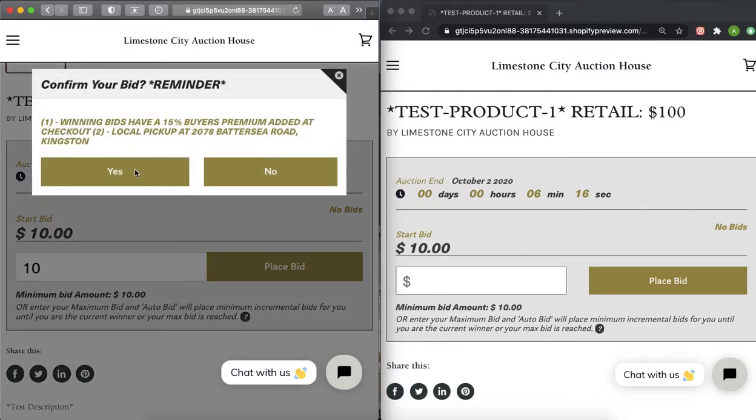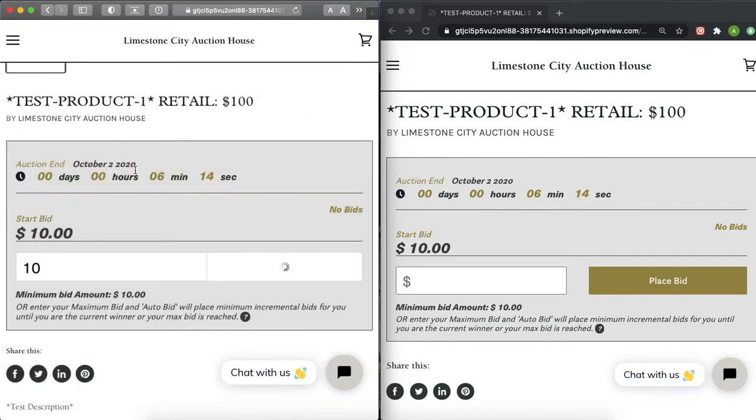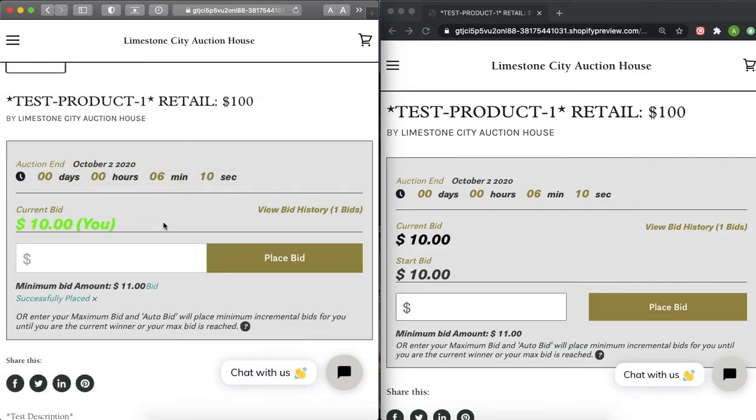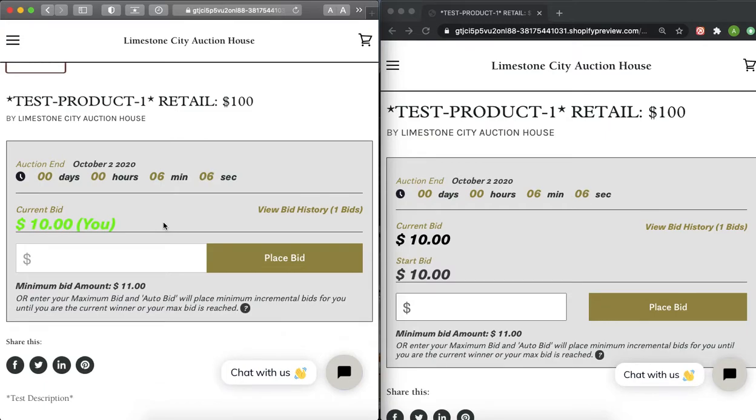I can click yes to agree to the buyer's premium as well as the local pickup. And you can see that my bid has been placed. Now, it will show this once you're an active bidder. If you're not an active bidder, as you can see with the person on the right, it'll be in black. But once you become an active bidder on this particular item, it'll show green if you are the one currently winning the auction, or red if you're active and not winning.